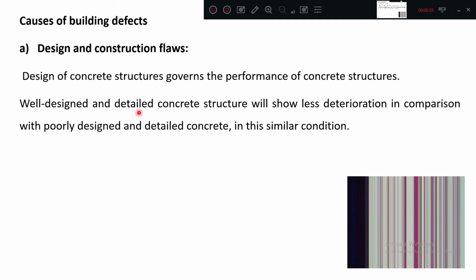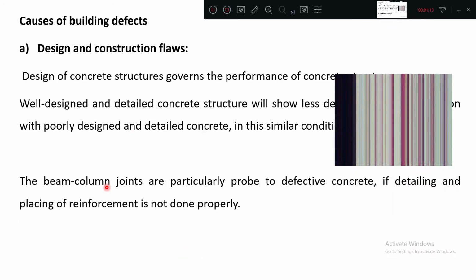A well-designed and detailed concrete structure will show less deterioration in comparison with poorly designed and detailed concrete. Similarly, the beam column joints, a very important structural part, are particularly prone to defective concrete because it's heavily reinforced. Concrete cannot get into all the places or corners, so the compaction is not up to 100%. That is why the beam column junctions are very defective in nature. If detailing and placing of reinforcement is not done properly, then the beam column joint will definitely show poor performance.